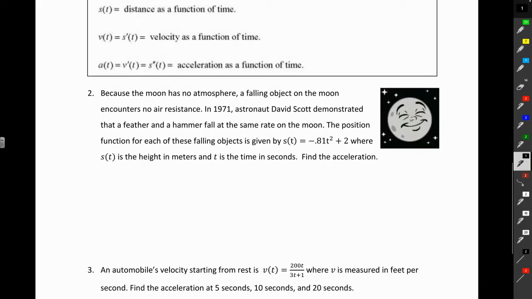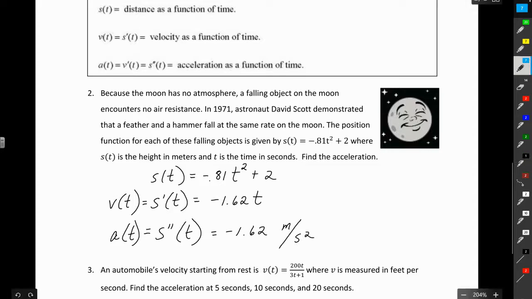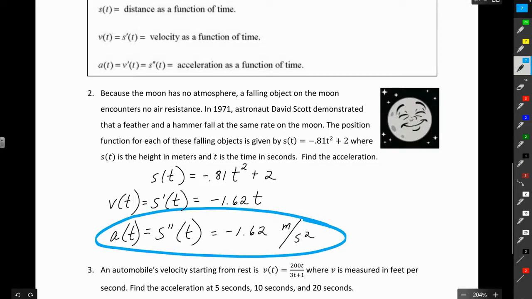So in order to find the acceleration, we need to find the second derivative of the s of t function. So let's write out s of t. And we're going to take the first derivative of that. The first derivative is going to be the velocity. And now we're going to take the second derivative to get the acceleration. So we get negative 1.62, and that's meters per second squared. All right, moving on to number 3.